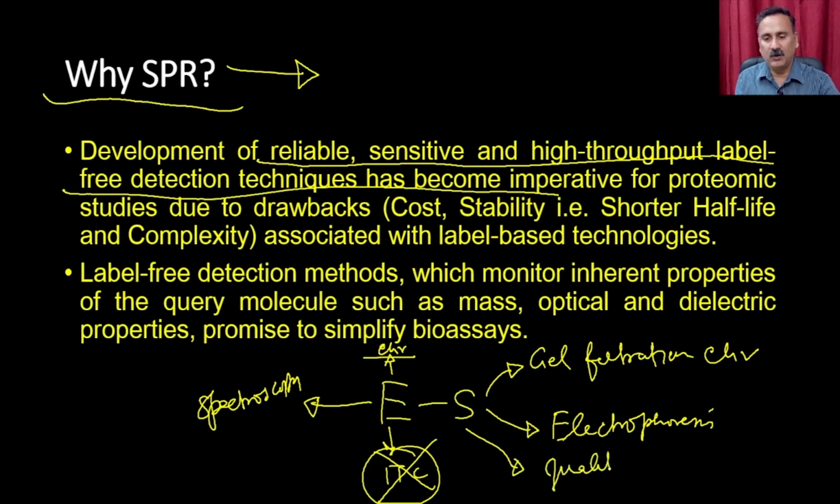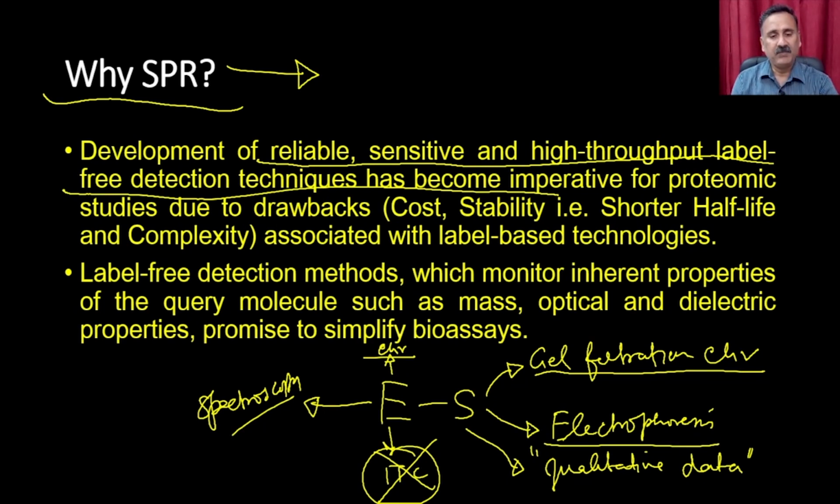It's giving you qualitative data. It's going to tell you that, okay, this enzyme and this substrate are interacting with each other, and you can know that by gel filtration chromatography, electrophoresis, spectroscopy, ion exchange chromatography, hydrophobic interaction chromatography. But it will not tell you about many things.